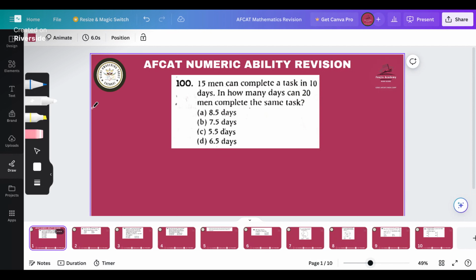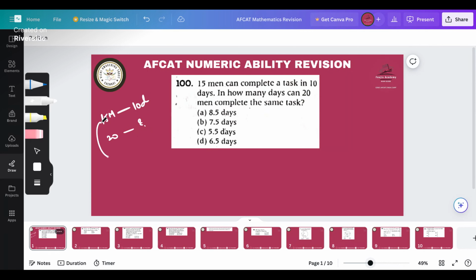So the first question over here, that's the 100th question basically. 15 men can complete a task in 10 days. Let me write it over here: 15 men, 10 days. In how many days will 20 men complete the task? Easy, very easy question.